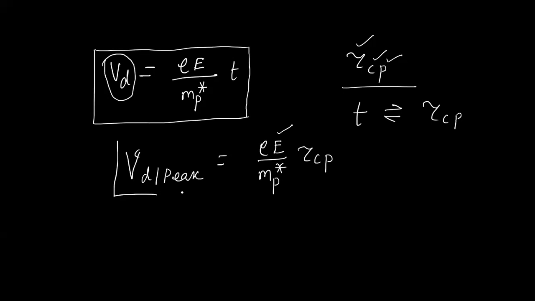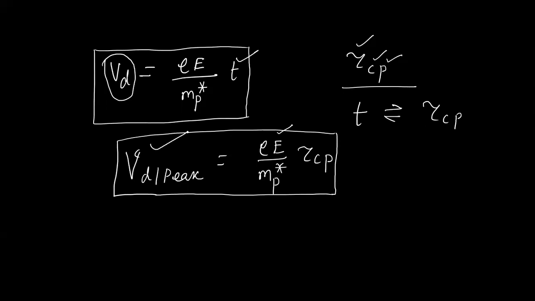So this gives you the peak velocity just before the collision, because tau Cp is the mean time between collisions. If I take t to be the maximum value, that is tau Cp, then my drift velocity value will also increase, and that's the maximum value just prior to the collision, right? So this way we can write.